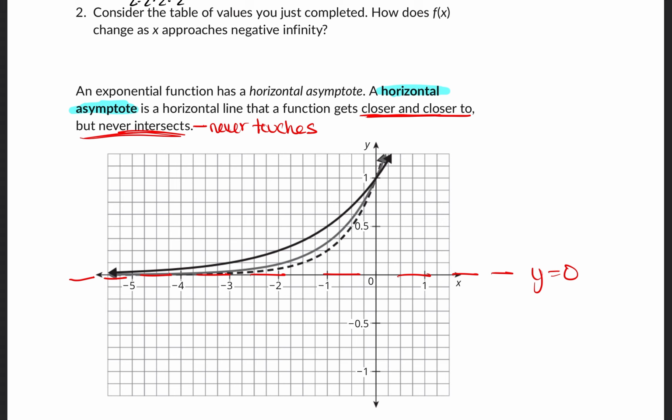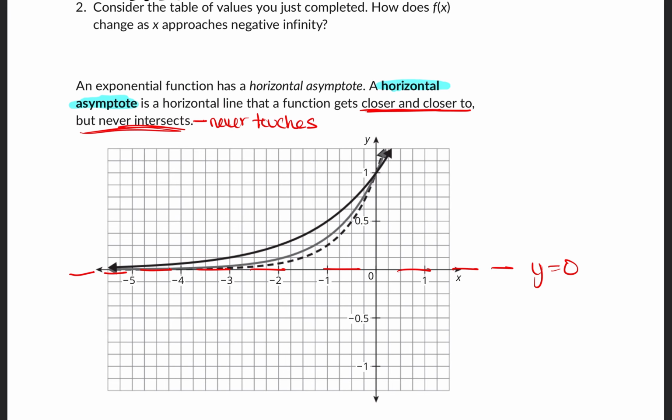So even though these graphs look like they're touching that dashed line, they're actually not, okay? Now, for the sake of Algebra 1, horizontal asymptote is going to be the only thing we ever talk about, and it's always going to be 0, okay? It's never, ever going to be anything else.